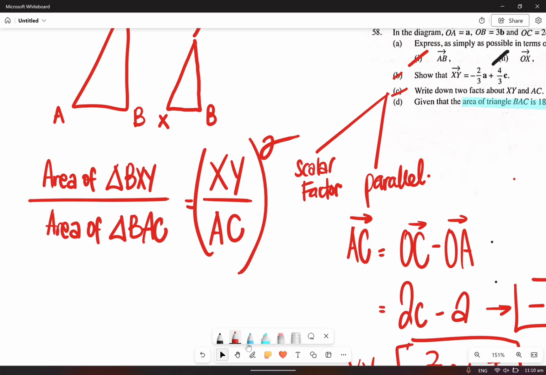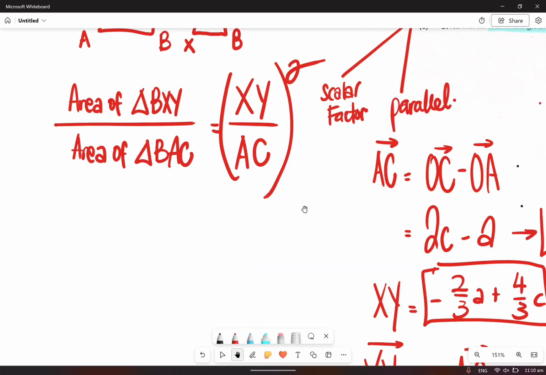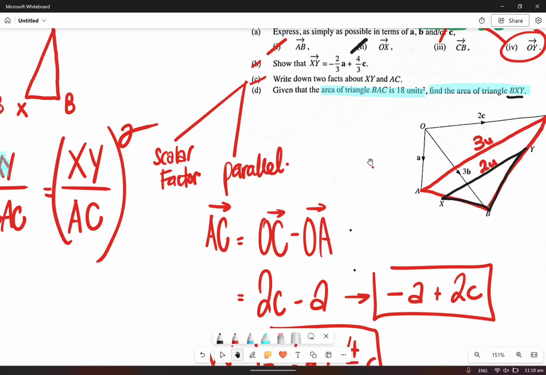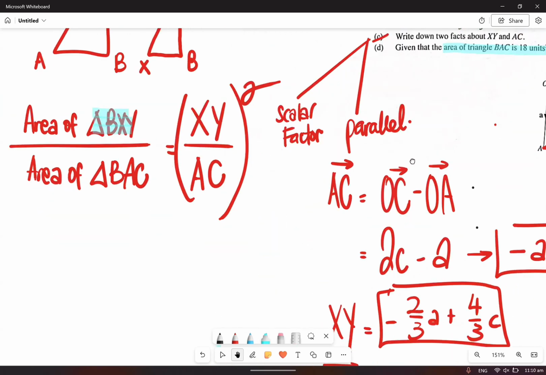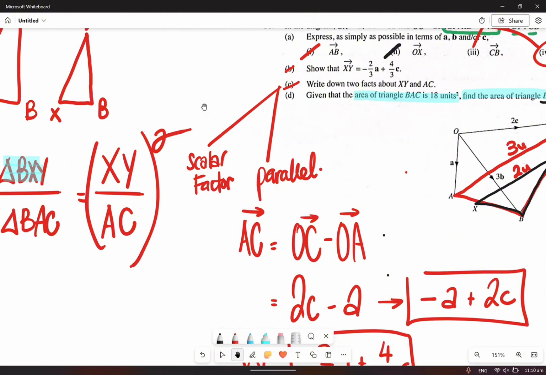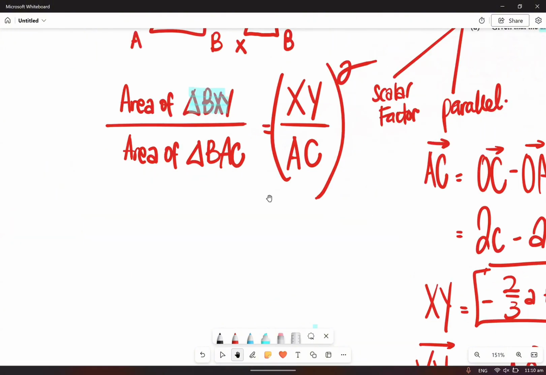Whatever you have, you put it in first. You should have everything except for BXY. They want us to find the area of triangle BXY, isn't it true? So that is my unknown. All right.